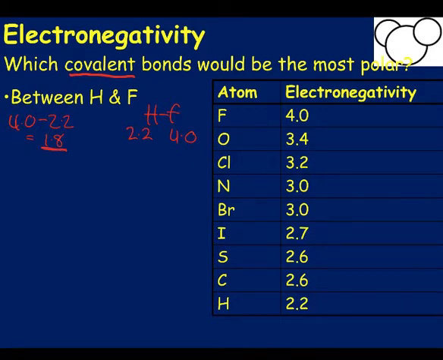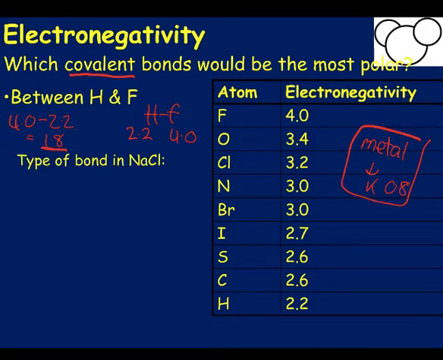Stuart, you're going, Miss, potassium is 0.8, and you're absolutely right, but potassium is also a metal, and covalent bonds are between non-metals only. You need to bear that in mind. Now if we look at NaCl, on the tables on the back of page 8, sodium is 0.9, chlorine is 3.2, so chlorine is going to be the most electronegative.